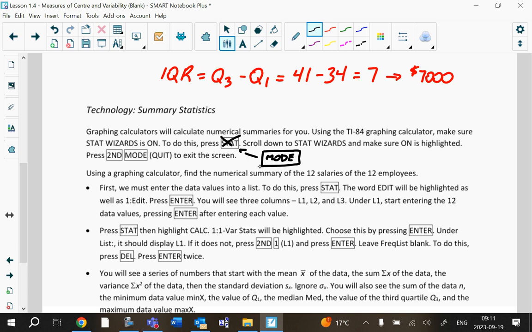Stats. Enter. There you go. Okay, so you should have the first box under L1 highlighted. Okay, let's start entering the data values from the beginning. So what you're going to do is you're going to go 39, enter, and it's going to take you to the next one to enter.